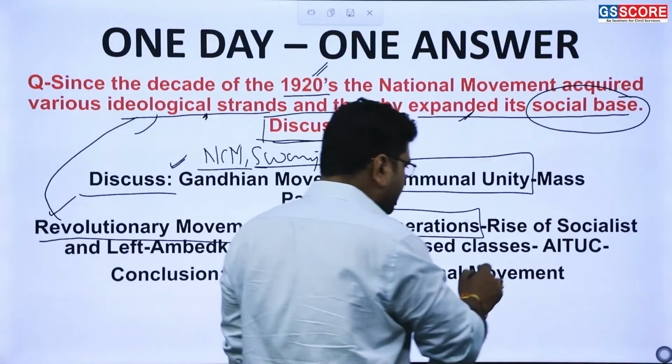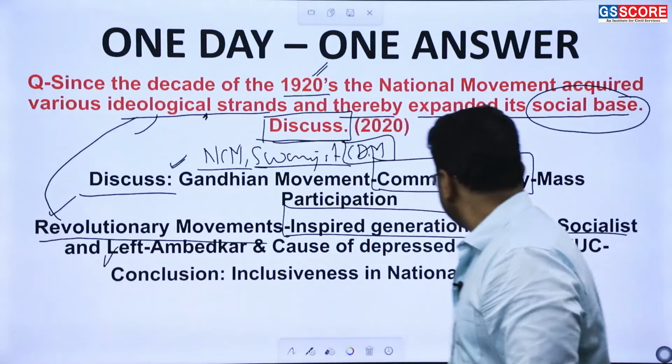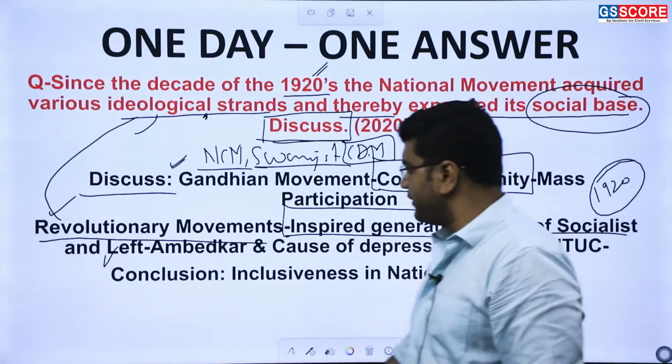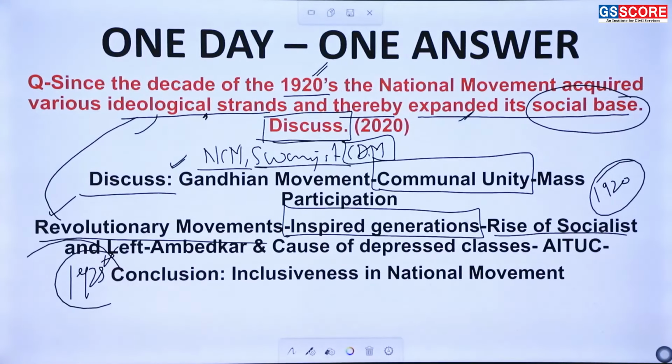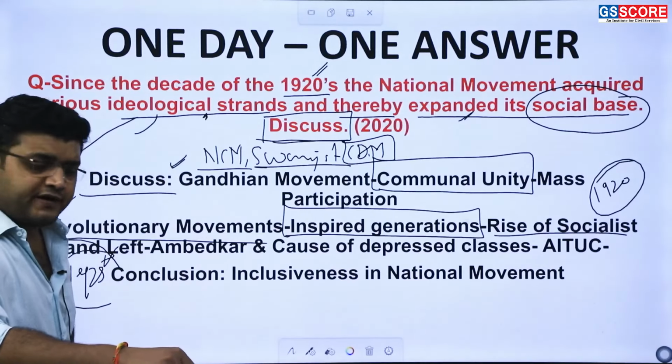Then the rise of socialist and communist ideologies and the left, 1920s के decade में देखते हैं हम लोग. Left, 1925, CPI movement in India, M.N. Roy. This gave a new shape to what the meaning of freedom would be for us.